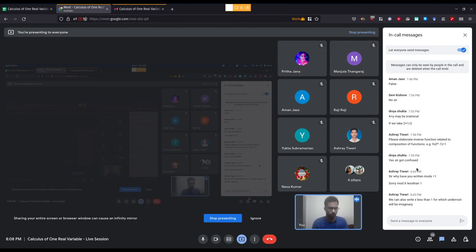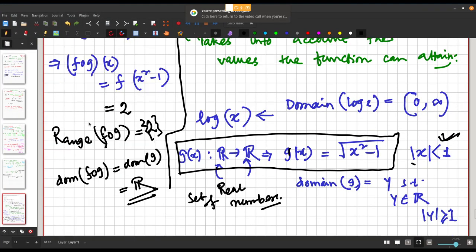I think I have answered the questions of Ashray and Sakshi. So if you guys are okay, then I will move to the next problem, which is the last problem of today. I think we can move to the next last problem then.